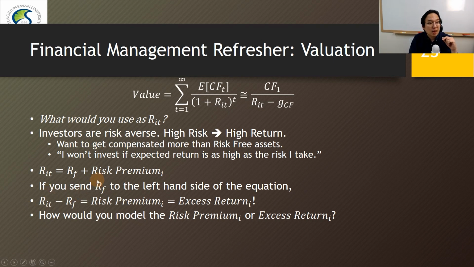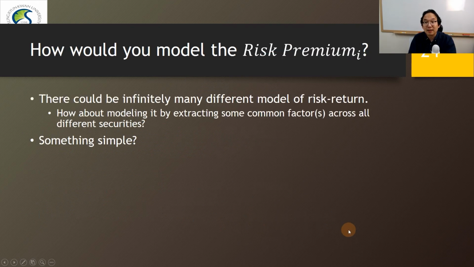If you move the risk-free rate in this equation to the left-hand side, what happens? Then R_it minus R_f, this is an excess return, is equal to risk premium i that is left on the right-hand side, and we can call it the excess return of security i. In excess of what? In excess of the risk-free asset. Fine. How would you model the risk premium or excess return of i? That is the question we want to address in this framework.